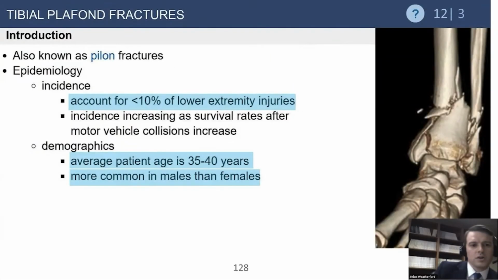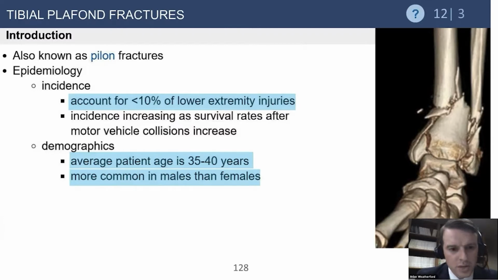So these are also known as tibial pilon fractures. The incidence is less than 10% of lower extremity injuries, so these are relatively rare injuries. The incidence appears to be increasing as survival rates after motor vehicle collisions increase. The average patient age is 35 to 40 years, and they're more common in males than females.